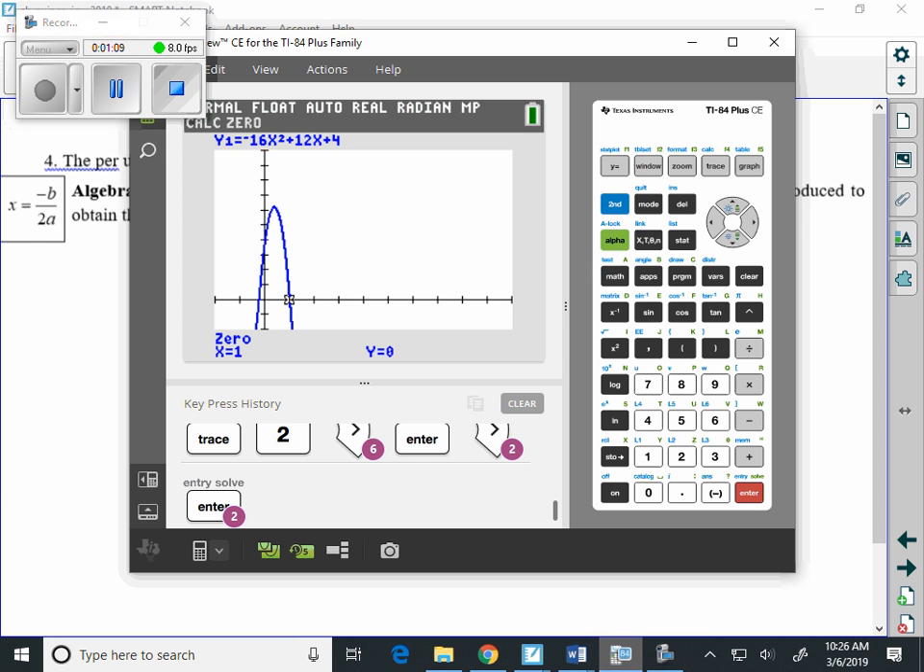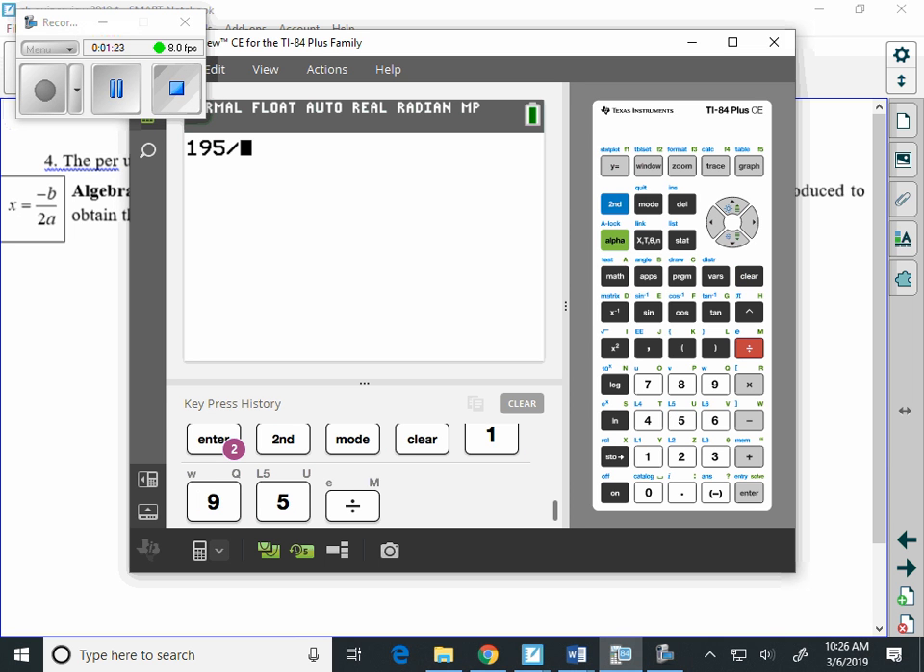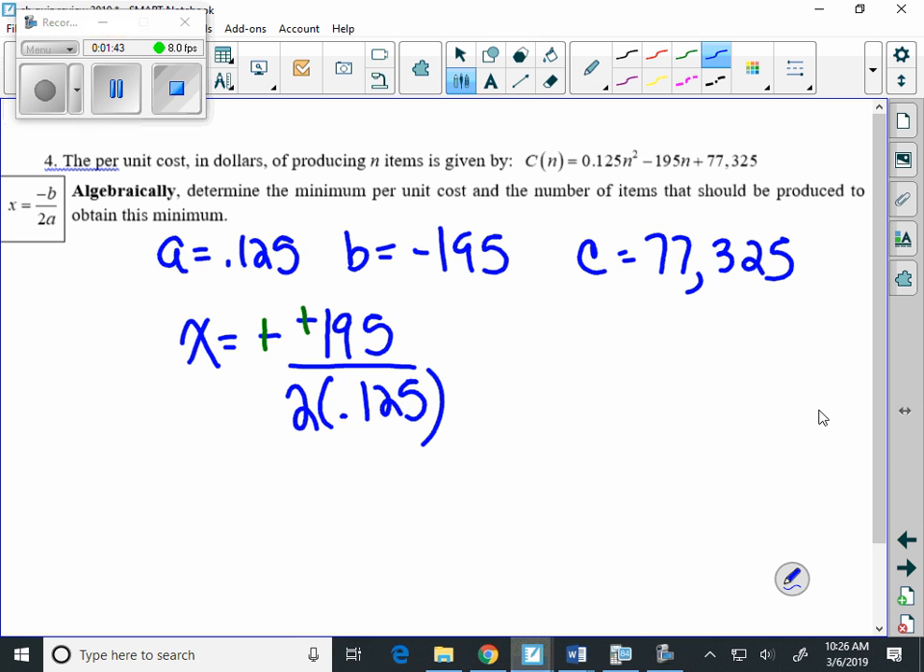So we're going to go back to our regular screen here. I'm going to type this in. Again, if you have the fraction button, use the fraction button. But it's going to be 195 divided by, put parentheses in if you are one of those who doesn't have a fraction button, 2 times 0.125, and that's going to give us our value there of 780 items.